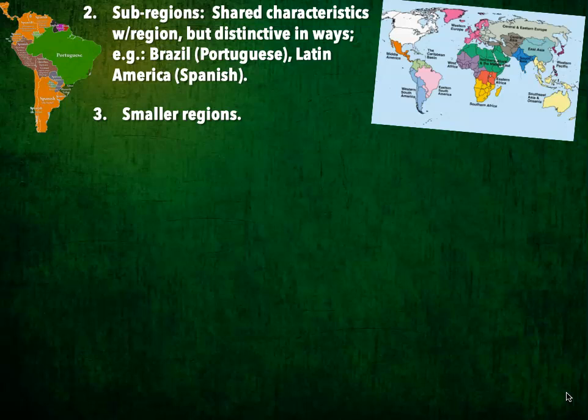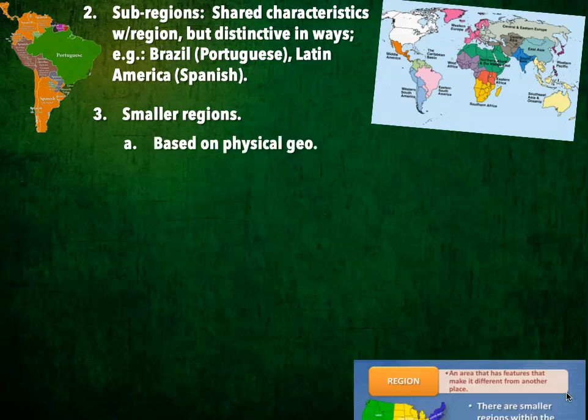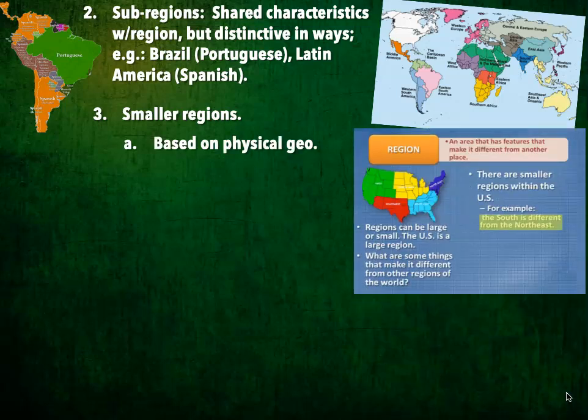Smaller regions, going from large to sub to smaller. A lot of times when we look at smaller regions, we're thinking of something like the Pacific Northwest. And so yes, we are talking about physical geography at that point for the most part: we're talking about mountainous, coastal, or more like plains or plateau land, that sort of thing. Okay?